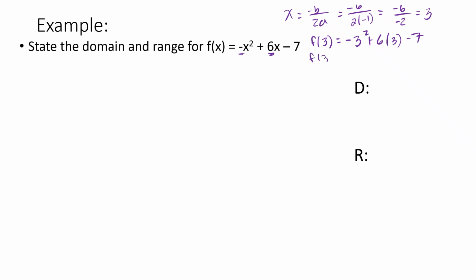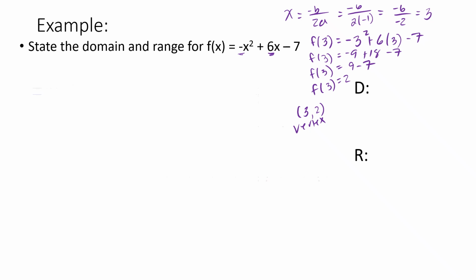So this looks like -9 plus 18 minus 7, which is +9 minus 7. And so it looks like we would have 2. So when x is 3, y is 2. And that's what that looks like. I don't go over that too much. I have a little short, 2.5-minute video that goes through that process.